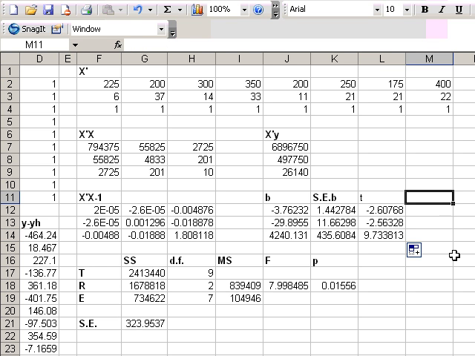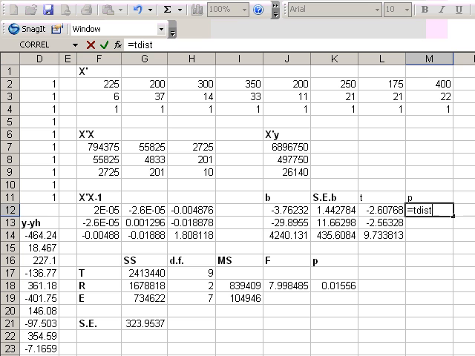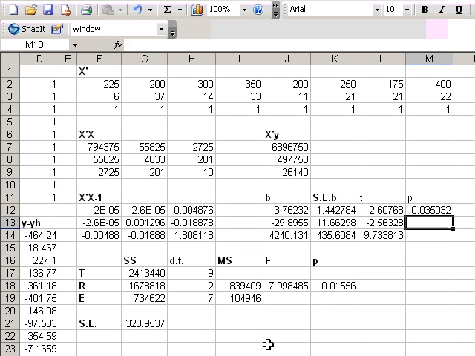And finally the probability of those t-tests. This is equal to T.DIST with the absolute value of the t, degrees of freedom equal to the degrees of freedom in the error, and it is always a two-tailed test. So the probability of that t value is 0.035.